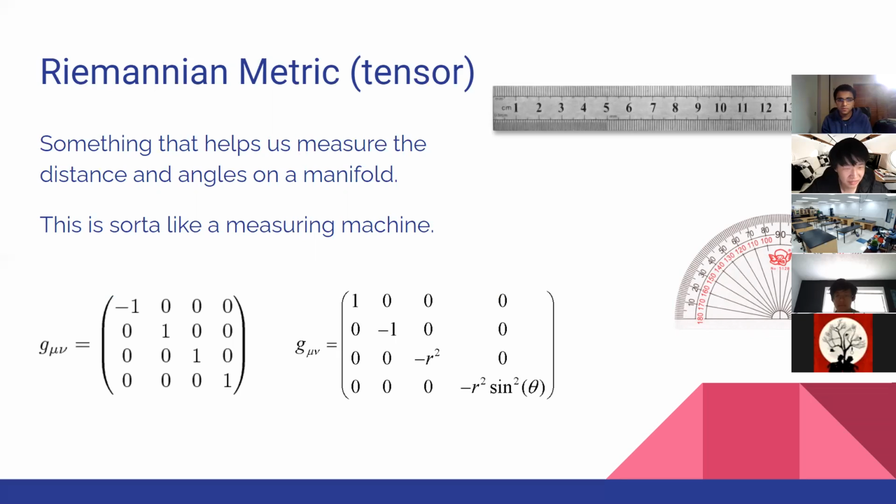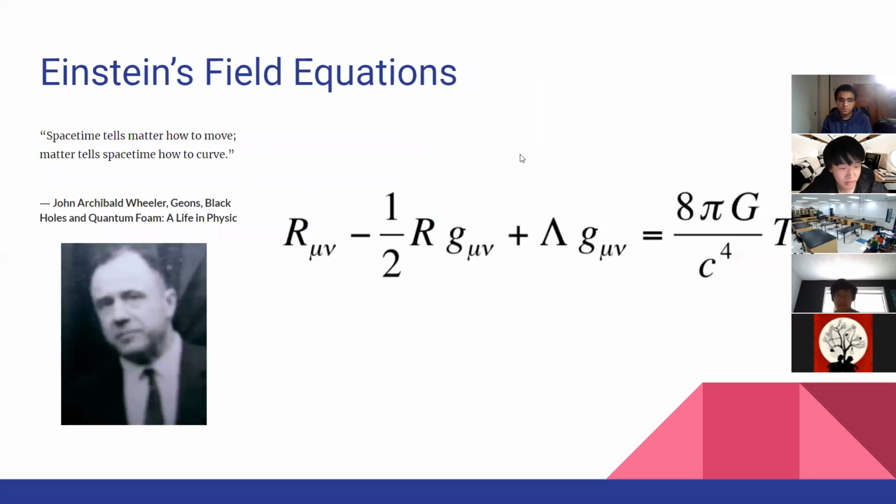The first one on the left is the metric tensor in Minkowski spacetime, or flat spacetime. This is the metric tensor used in special relativity. The second one is a metric tensor for a sphere. This metric tensor describes how a sphere is curved. If the metric tensor is determined, then the manifold is determined. Can you move on?